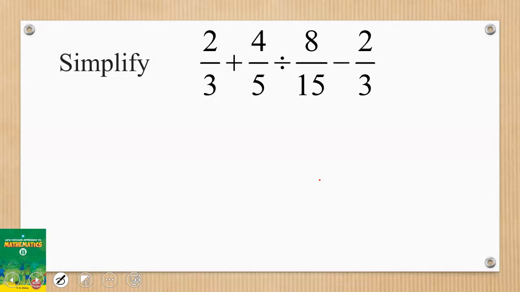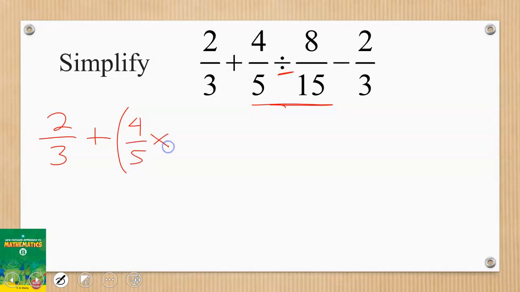According to the BODMAS, since we don't have a bracket, we need to deal with division before addition and subtraction. So you could have 2 on 3 plus, that I can now put into a bracket because I want to do that separately, and that will be 4 over 5. And because it's division, I can change it to multiplication and put 15 over 8, and then minus 2 divided by 3. I'm sure you know how to handle division of fraction by fraction.